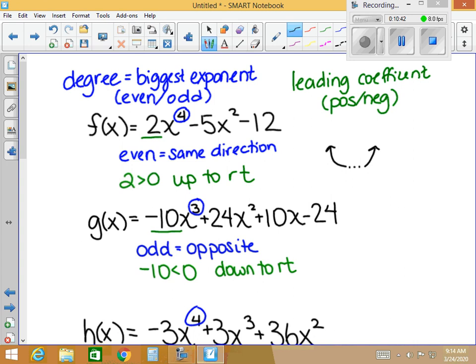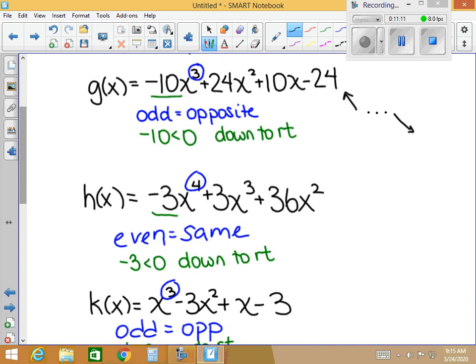I know with g of x that the degree tells me my ends go in the opposite direction. I know the -10 told me I went down to the right. So if I'm going down to the right and in opposite directions, that means I'm going up to the left. So my end behavior graph or sketch, or whatever word the book uses, we're going to show an arrow that goes up to the left and down to the right, and some space in between because again I don't know what happens from there.